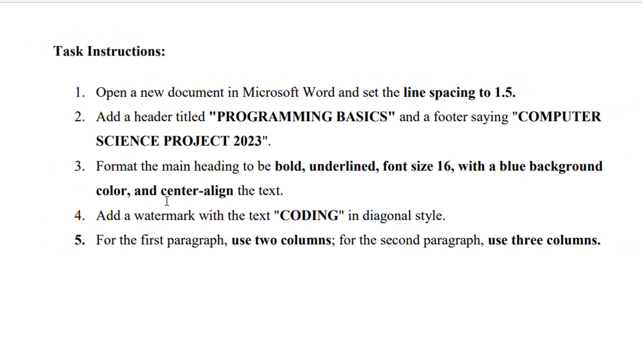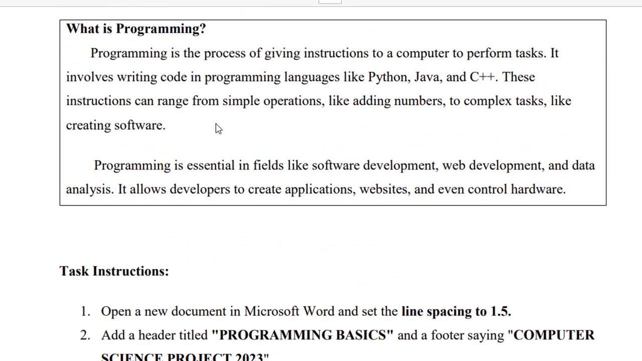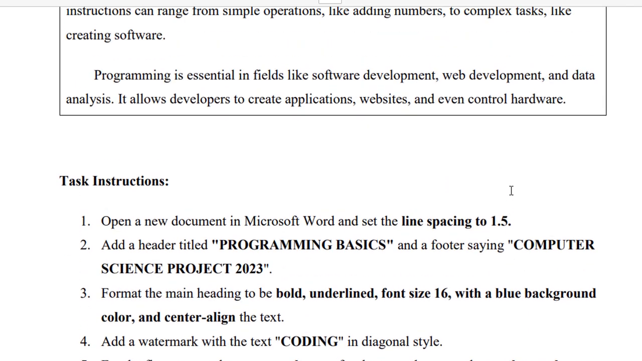Now, the next thing is to align center. Center is very easy, you know that. They say add a watermark. We did that already. Just look at the previous video. Now they say for the first paragraph use 2 columns and for the second use 3 columns. So this first paragraph, transform it into 2 columns. This one, transform into 3 columns. We did everything. So this is the work you're supposed to do.